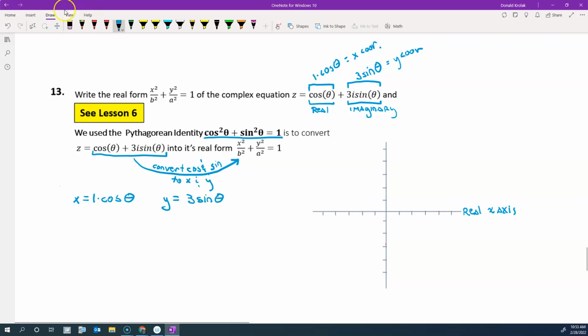Notice that there's no i. I didn't bring the i. The i is part of the complex equation. It's just indicating that this is your imaginary part, so 3i is up here. Three i's there, so 3 is just indicating 3 units up.